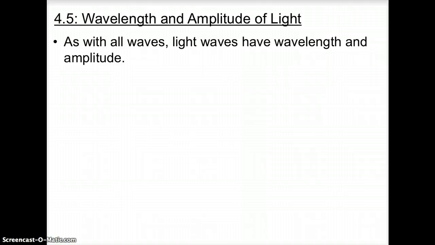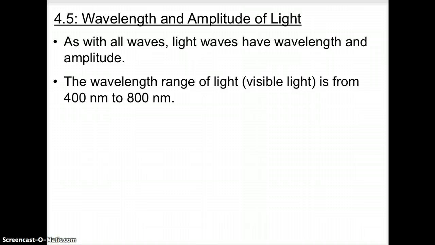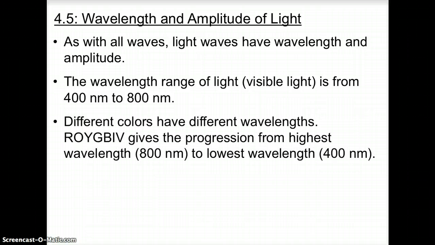As with all waves, light has wavelength and amplitude. Visible light occupies a specific wavelength range, from 400 nanometers to 800 nanometers. It just so happens that our eyes only detect that range of light. Different colors have different wavelengths.